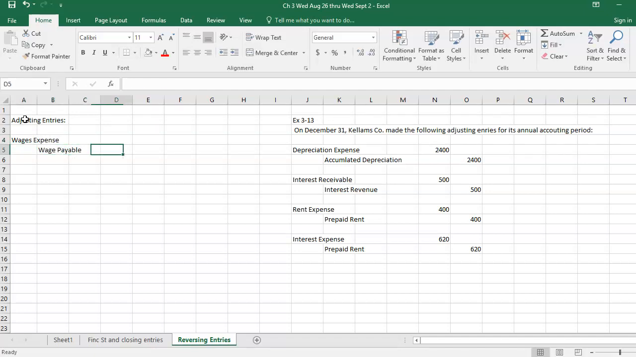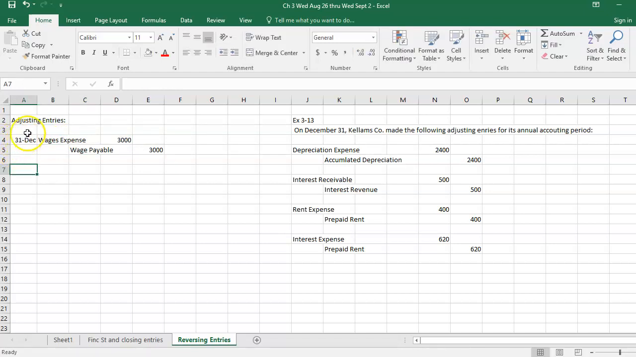All right, let's further assume that we did $3,000 on this day. It was a Wednesday, and our weekly payroll is on Friday, and it's $5,000 a week, right? So we had to accrue 3 days worth for $3,000. So this was on December 31st.